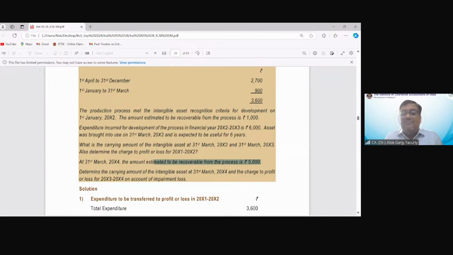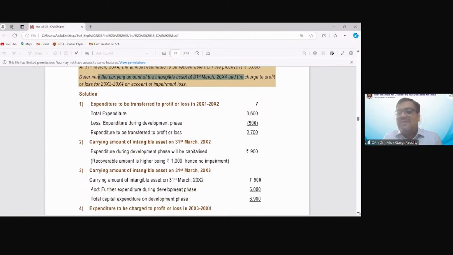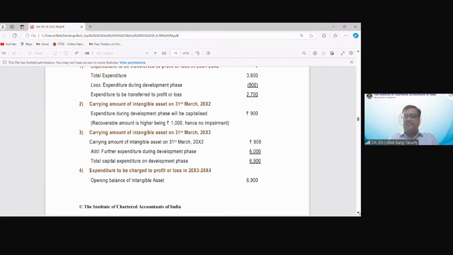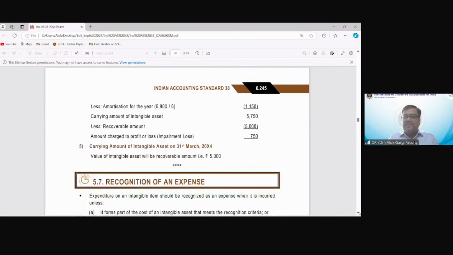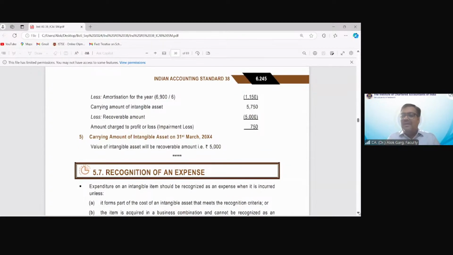So now my carrying value on 31st March 2004 will be 5,000. On 31st March 2002, 900. On 31st March 2003, 6,900. On 31st March 2004, 5,000, right? This is what we have discussed. So we discussed these 3 aspects. My dear friends, I hope you all are clear so far.